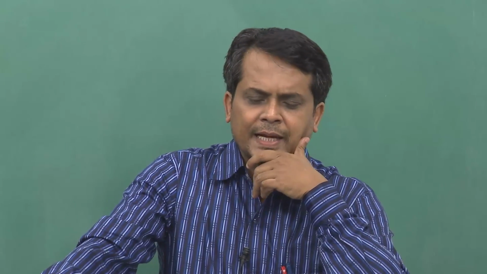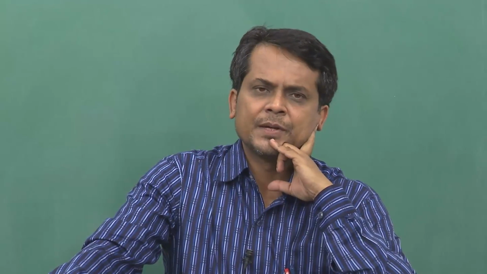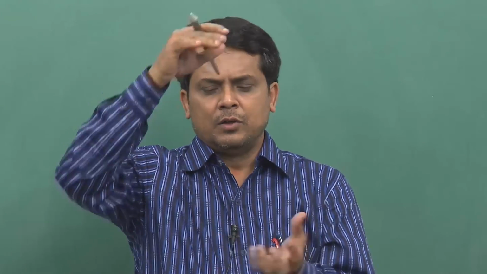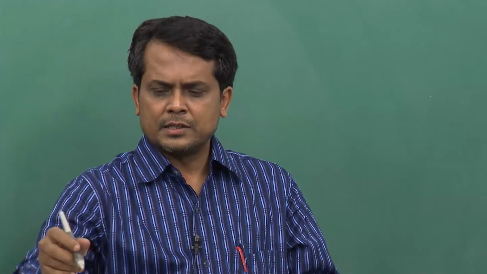Next class I will go to a more complicated one, the transition surface. Transition surface means the bottom is circular and the top is rectangular. Suppose the bottom face is circular and the top is rectangular. How the surface transitions between bottom and top, we are going to discuss in the next class. Thank you.